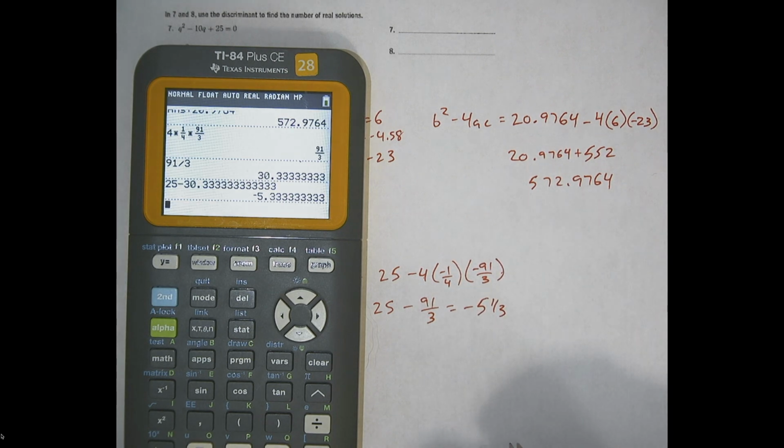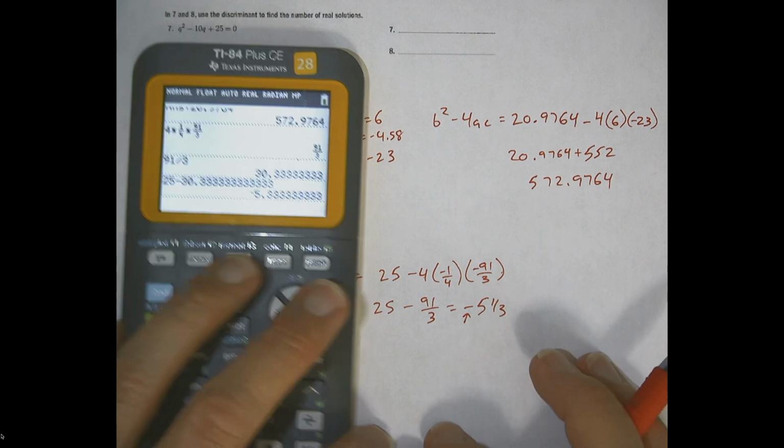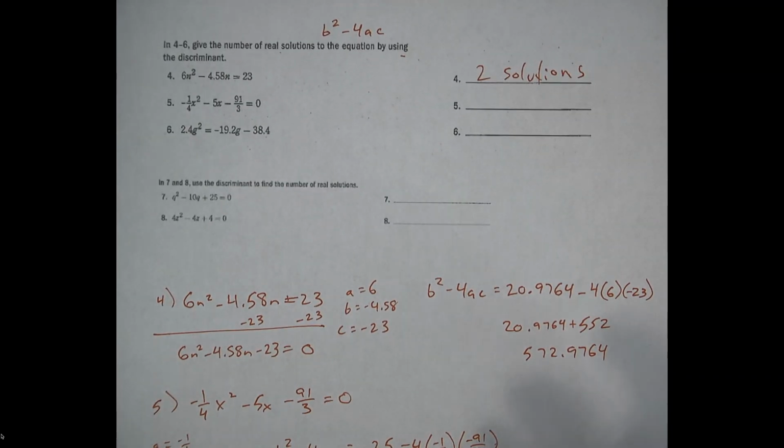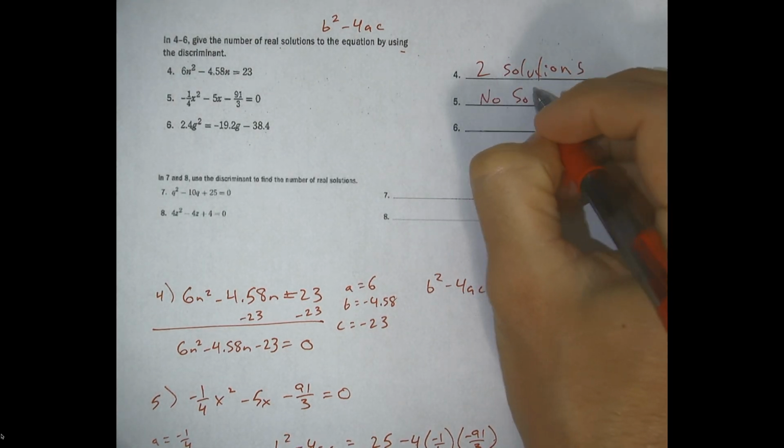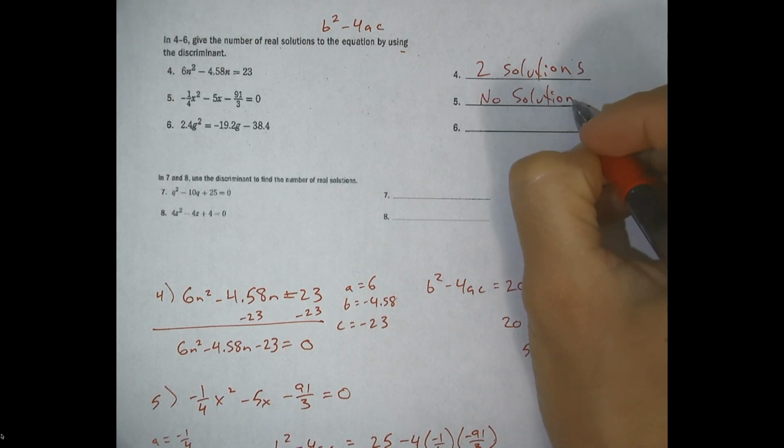We need to know that. But the important part is right here. Regardless of what we've got here, we know it's negative. And so to answer the question, how many solutions are there? When the discriminant is negative, there are no solutions.